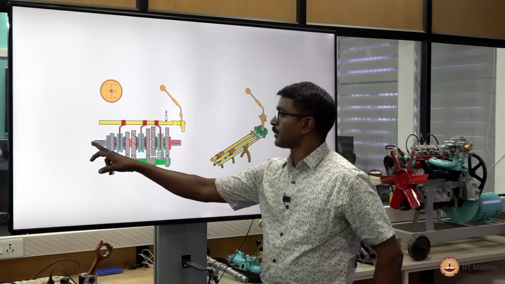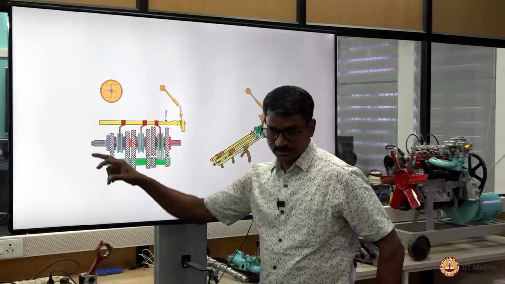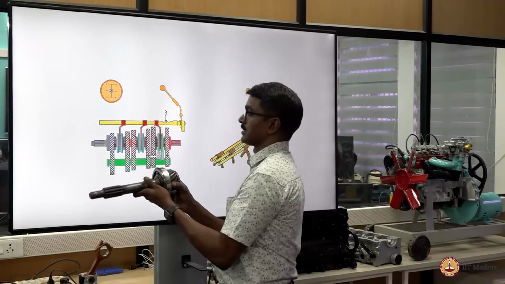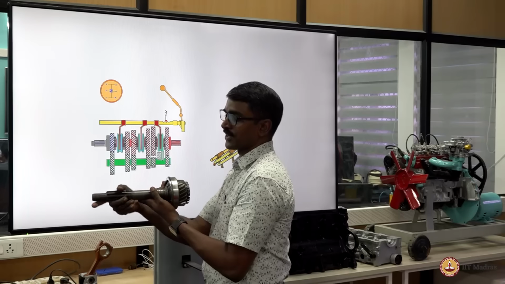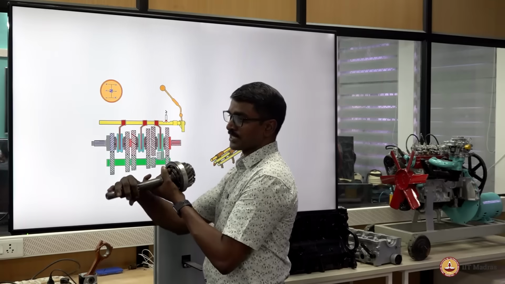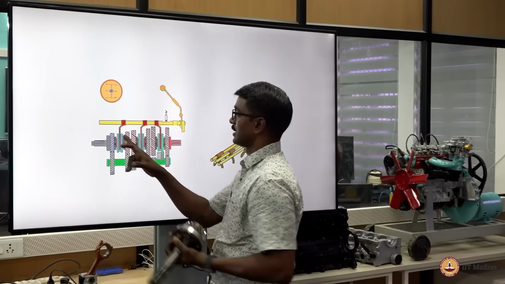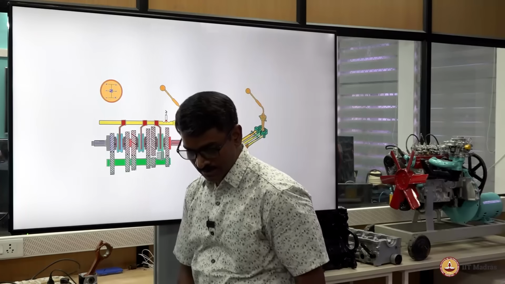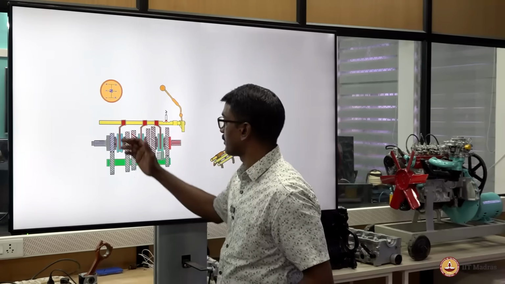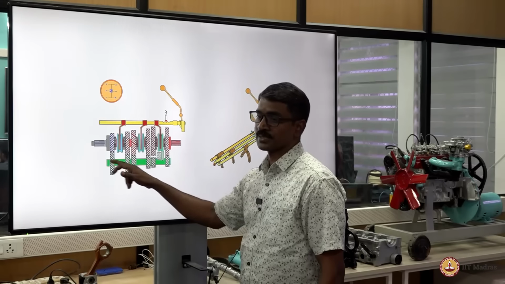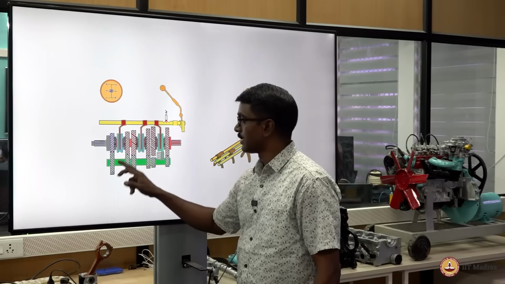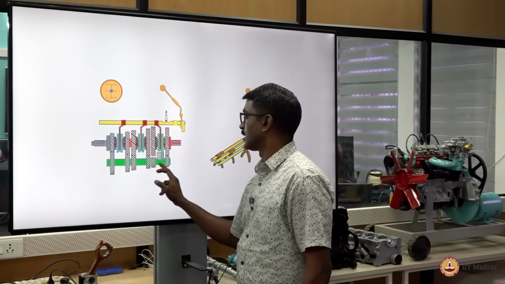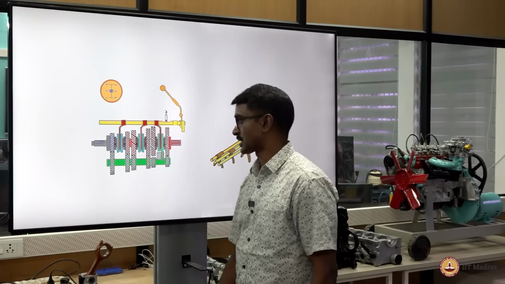So this is the input shaft, these are splines. So this is the input shaft, where the clutch disc, friction disc sits here. As the clutch disc rotates, the input shaft rotates. That is this gear, the blue one. So the blue one is permanently attached with the counter shaft gears. So whenever the input shaft rotates, all the counter shaft gears are rotating along with the input shaft gear.